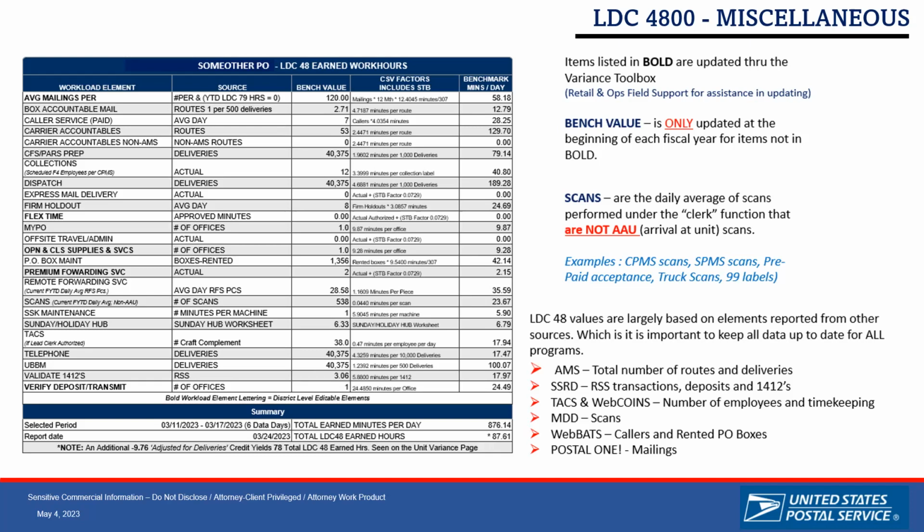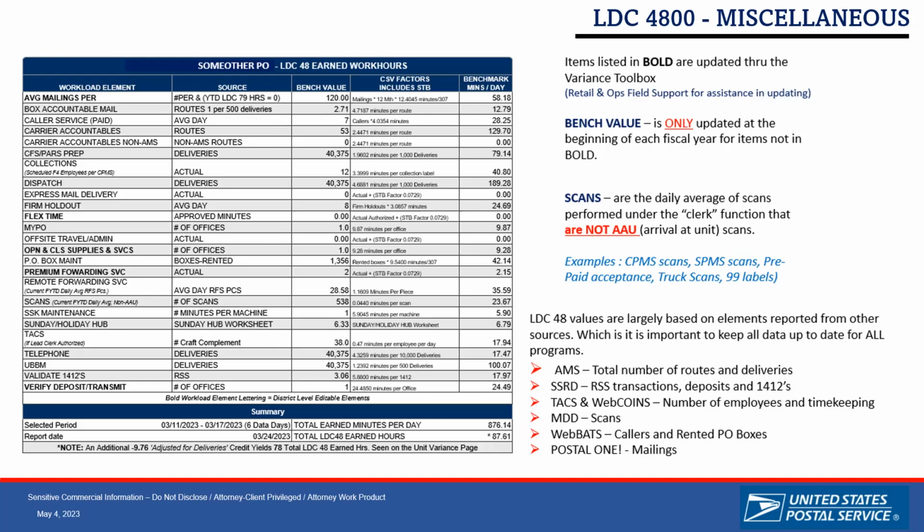Now, one of the biggest questions that I get on this is, if you look down towards about a third of the way down where it says scans, nobody understands what type of scans are included. These are the scans that your clerks perform with their MDDs. They have to be set up as a clerk, and they are not AAU scans. So as long as it's not an arrival at unit scan, it credits towards this. The only thing that does not credit toward this is your vestibule scan.